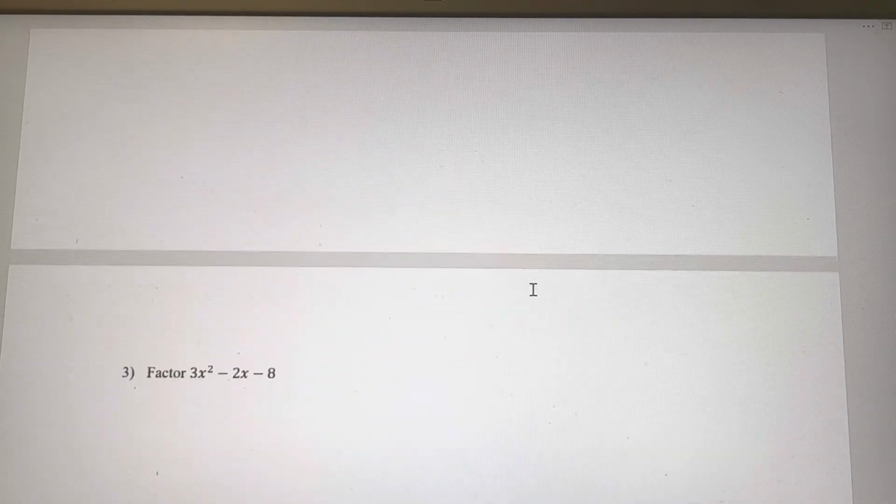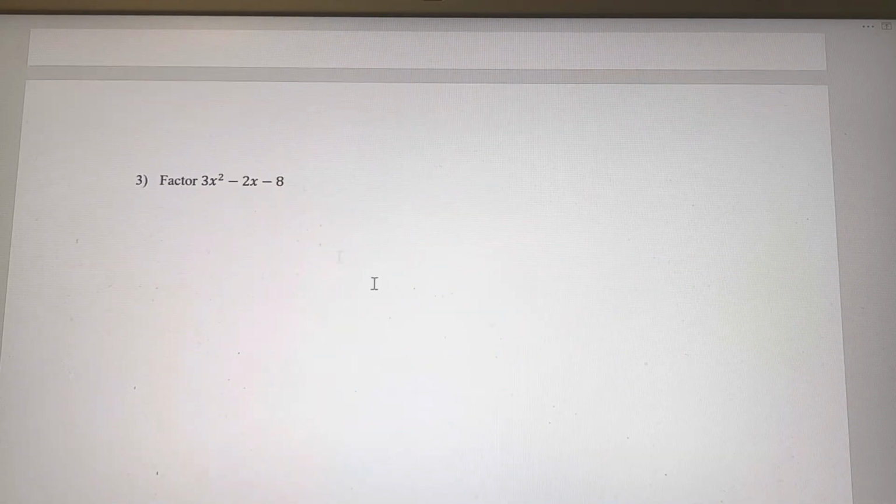All right, number 3. In this case, leading coefficient's 3, b value is negative 2, and then my c value here is negative 8. So remember, when I've got a c value that's negative, the signs inside of my parentheses in my answer are going to be opposite. One's going to be positive, one's going to be negative, okay?